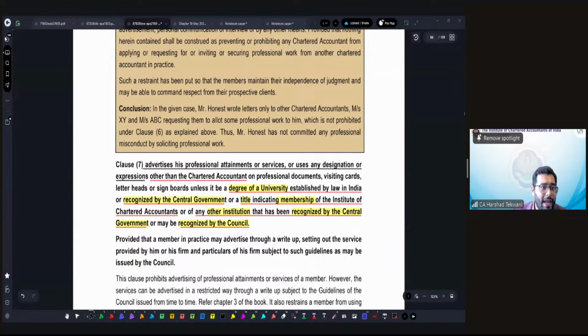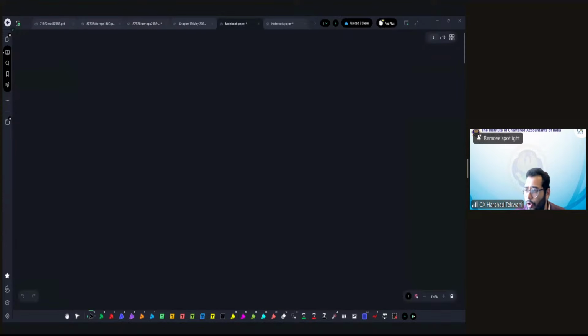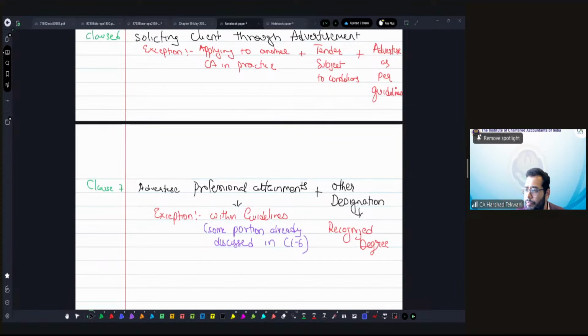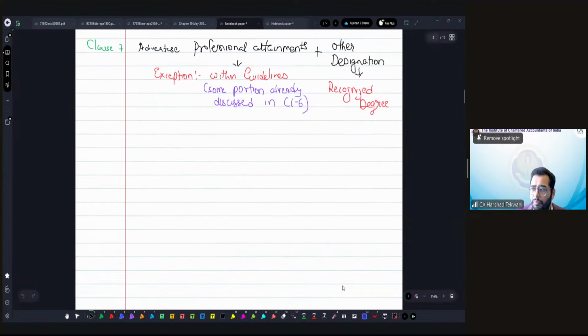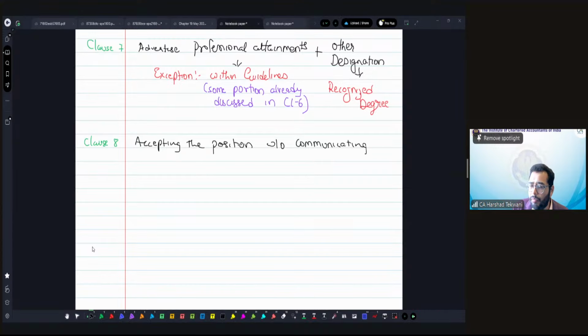Okay. What is clause 8? Before we proceed and discuss in detail, can anyone tell me? Sir, accepting the work as an auditor previously held by another chartered accountant without communicating in writing. Absolutely correct. Clause 8 talks about accepting the position of auditor without communicating with the previous auditor.